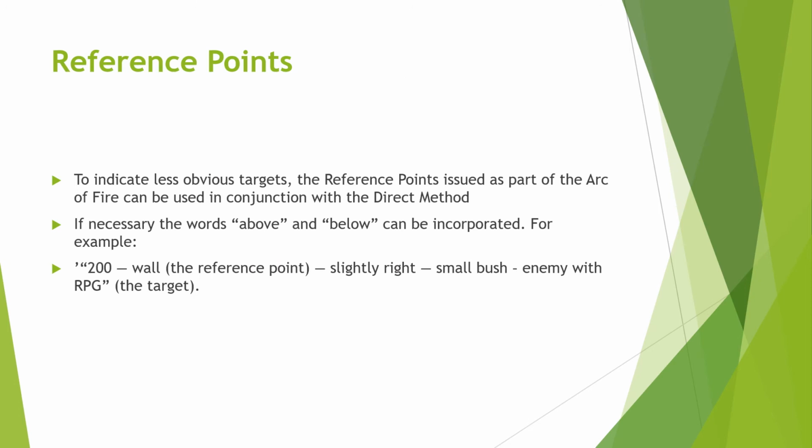Reference points. To indicate less obvious targets, reference points issued as part of the arc of fire can be used in conjunction with the direct method. If necessary, the words above and below can be incorporated. For example, 200 wall, reference point, slightly right, small bush, enemy with RPG, the target.